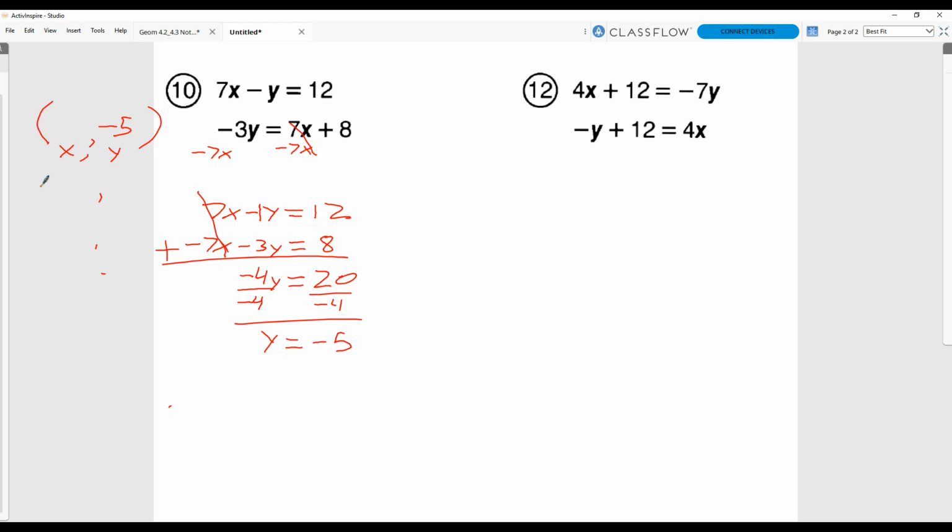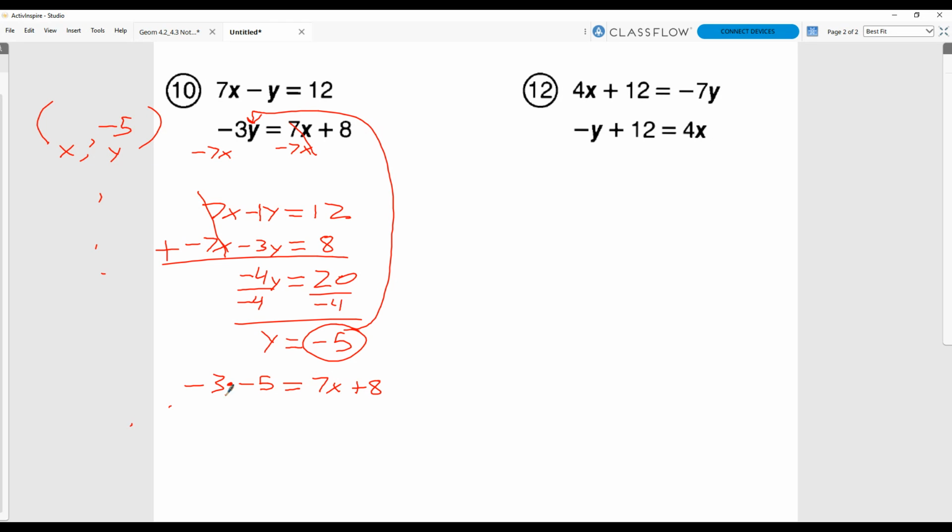All right, now you're going to choose somewhere to put this -5 in for your y. So you can either put -5 right here, or you can put -5 right here. What I'm going to decide to do, I don't know, this one looks a little funny. I'm going to go with this one right here. That looks like it might be easier, so I'm going to take this -5 and I'm going to drop it in right there. Okay, so when I do that, I have -3 times, and it's going to be -5. Okay, so if I write that out, -3 times -5 is equal to 7x plus 8.